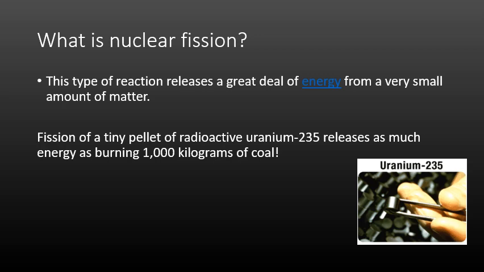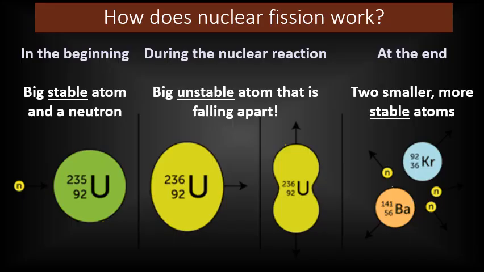Now, why do we care about nuclear fission? This type of reaction releases a great deal of energy. A crazy small amount of material releases a ridiculous amount of energy. So if you look here, the picture is a little pellet of uranium-235, about the size of a pencil eraser, and it releases as much energy as 1,000 kilograms of coal. So there's a huge advantage there in terms of just the size of the power plant you need, and obviously if you're not burning coal, you don't have any of the emissions problems that we have with coal-generated power, such as carbon dioxide, soot, heavy metals.